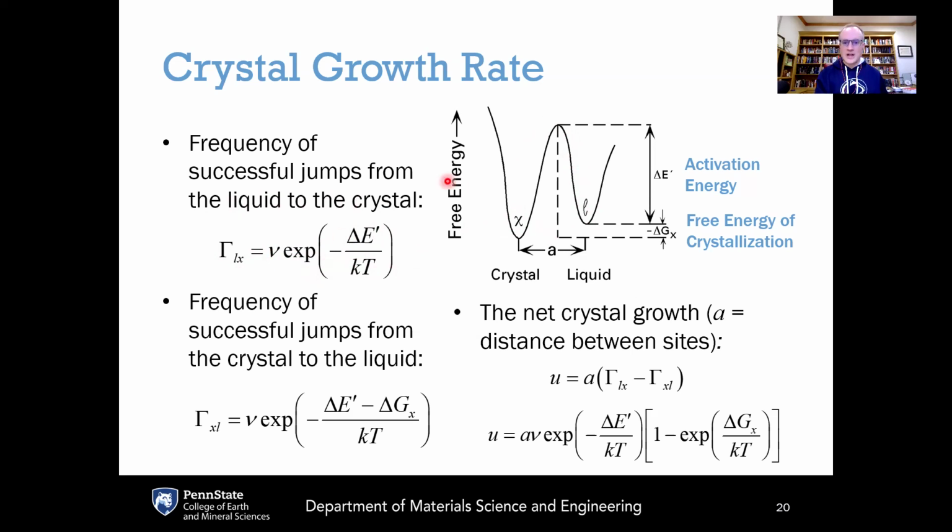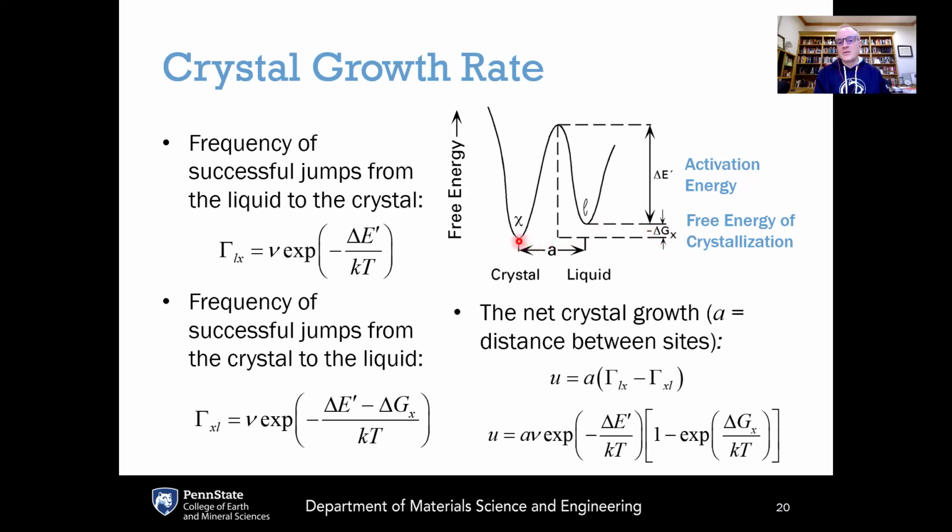Now, we may also have atoms that leave the crystal and go to the liquid, and in that case, the frequency of successful jumps from the crystal to the liquid is gamma XL. That is equal to the attempt frequency nu times the Boltzmann probability factor accounting for that barrier. And that is a larger barrier because if we go from the crystal to the liquid, that barrier is the summation of the delta E prime and this minus delta G sub X.